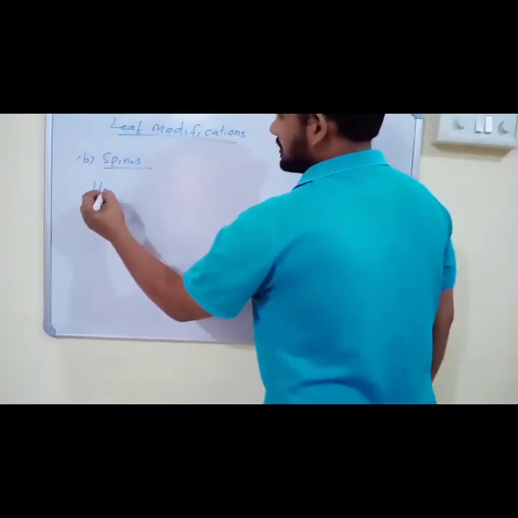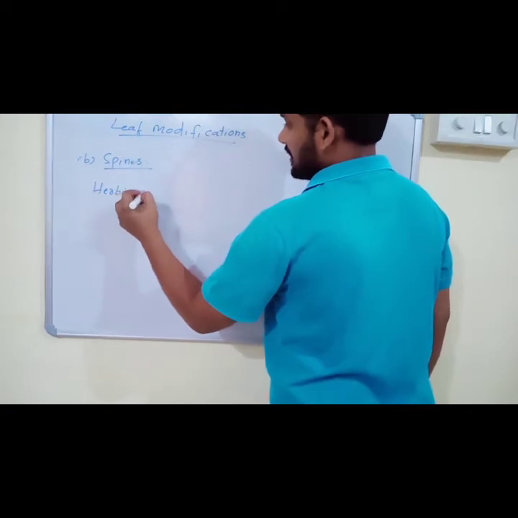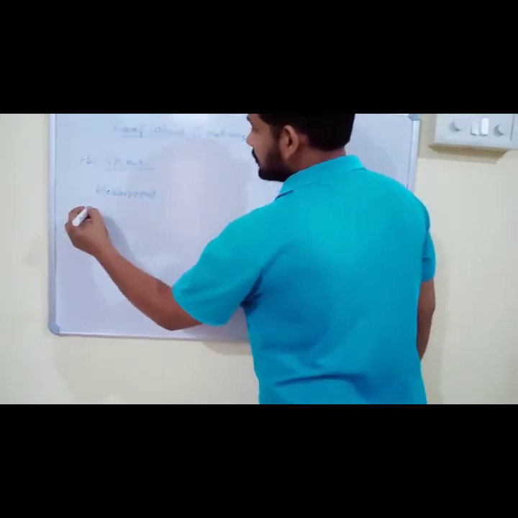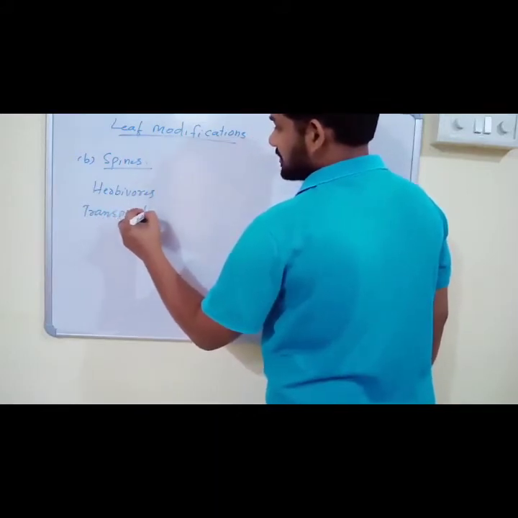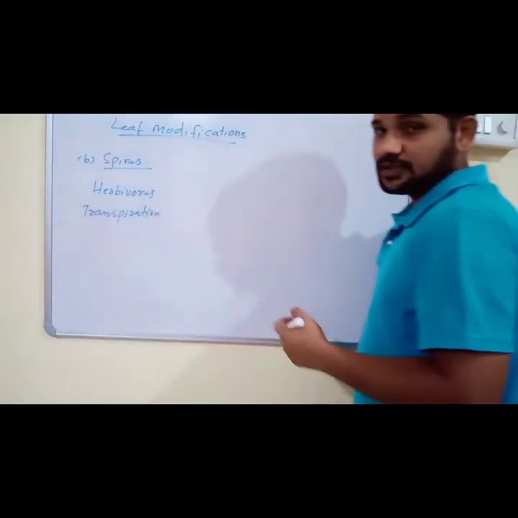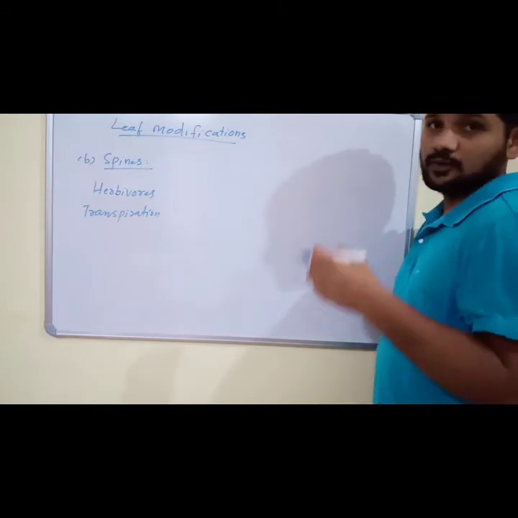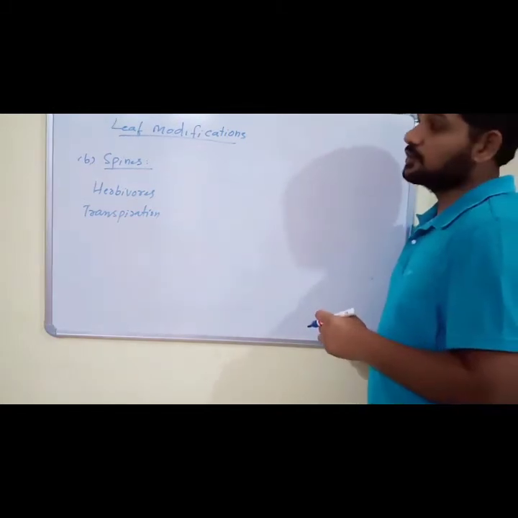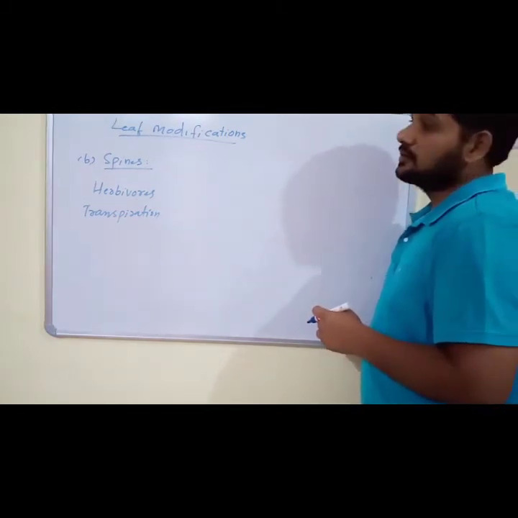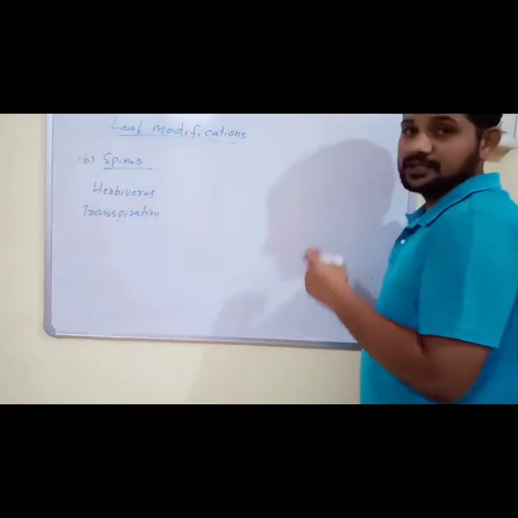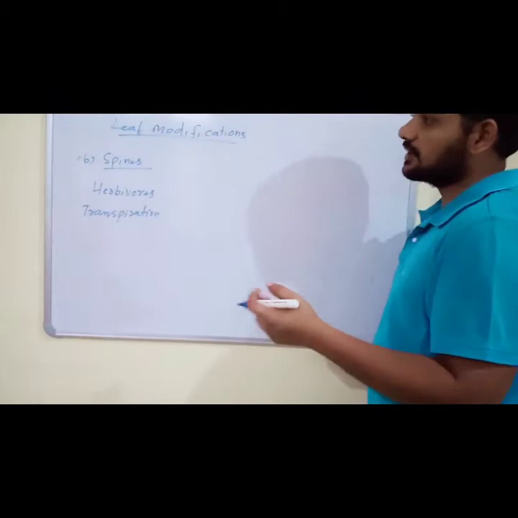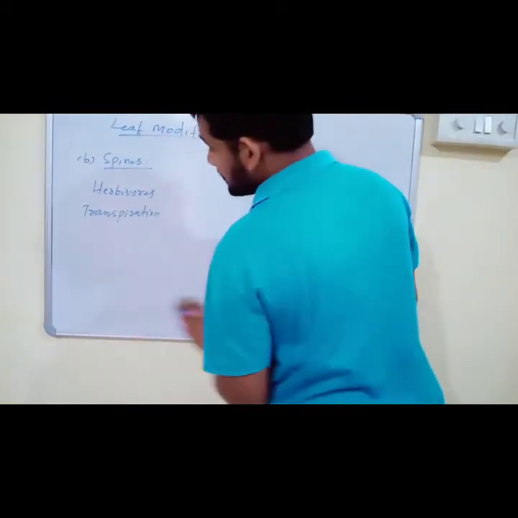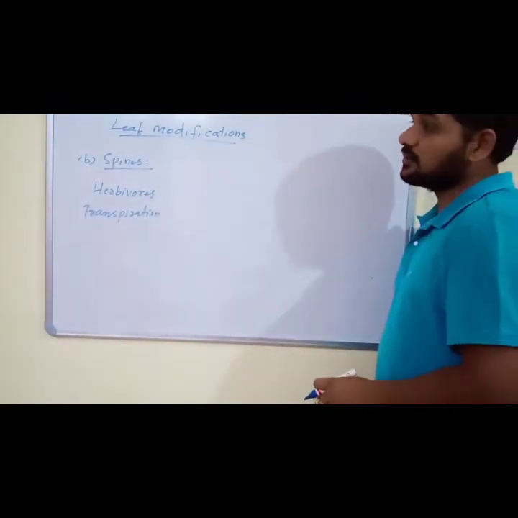They protect the plants from herbivorous animals, and they also reduce the rate of transpiration. Transpiration is loss of water in the form of vapor. So thorns and spines both are different in origin and same in function, analogous organs. And tendrils, different organs, same function. And there are two types of organs, homologous organs and analogous organs.